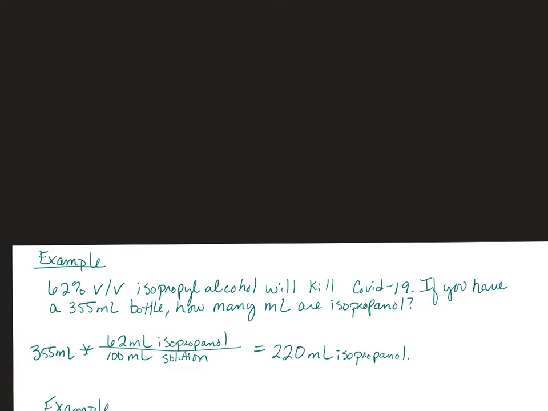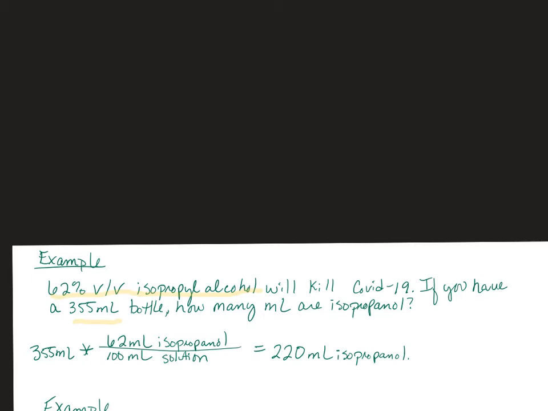So I'm actually going to back up and do an easier problem next. Here we have a 62% volume solution of isopropyl alcohol. We assume that's in water because it doesn't tell you what it is otherwise, but don't worry about it. But that's what's been known to kill COVID-19. If you have a 355 milliliter bottle, how many milliliters are just due to isopropanol?